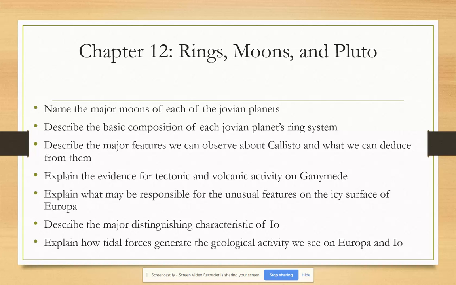Okay, last chapter: rings, moons, and Pluto. Name the major moons of each Jovian planet. Let's start with Jupiter. What are the major moons of Jupiter? Ganymede, Callisto. Okay, so those are the Galilean moons. Those are the major moons of Jupiter. What about Saturn? What about Neptune?